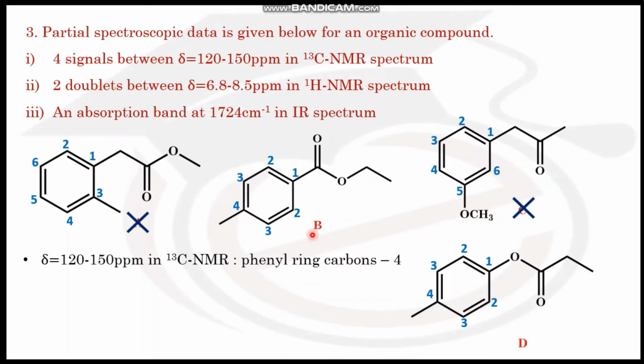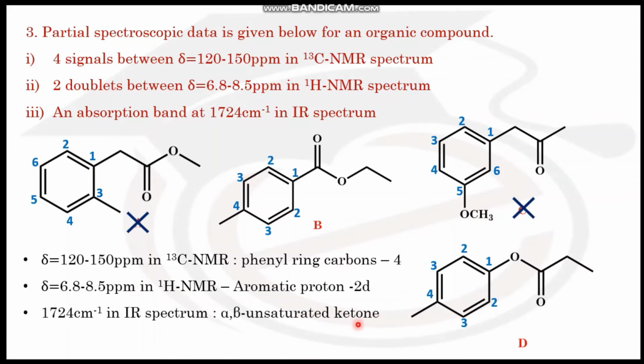So from this second data, we are not able to differentiate B and D. In both, 2 types of hydrogens are there, and both are doublets, so there is no use with this one. If you take this option first, then you can eliminate A and C, because a doublet in this range means it's a para compound. Option A is not a para compound, and option C is also not a para compound. Like that also you can eliminate A and C.